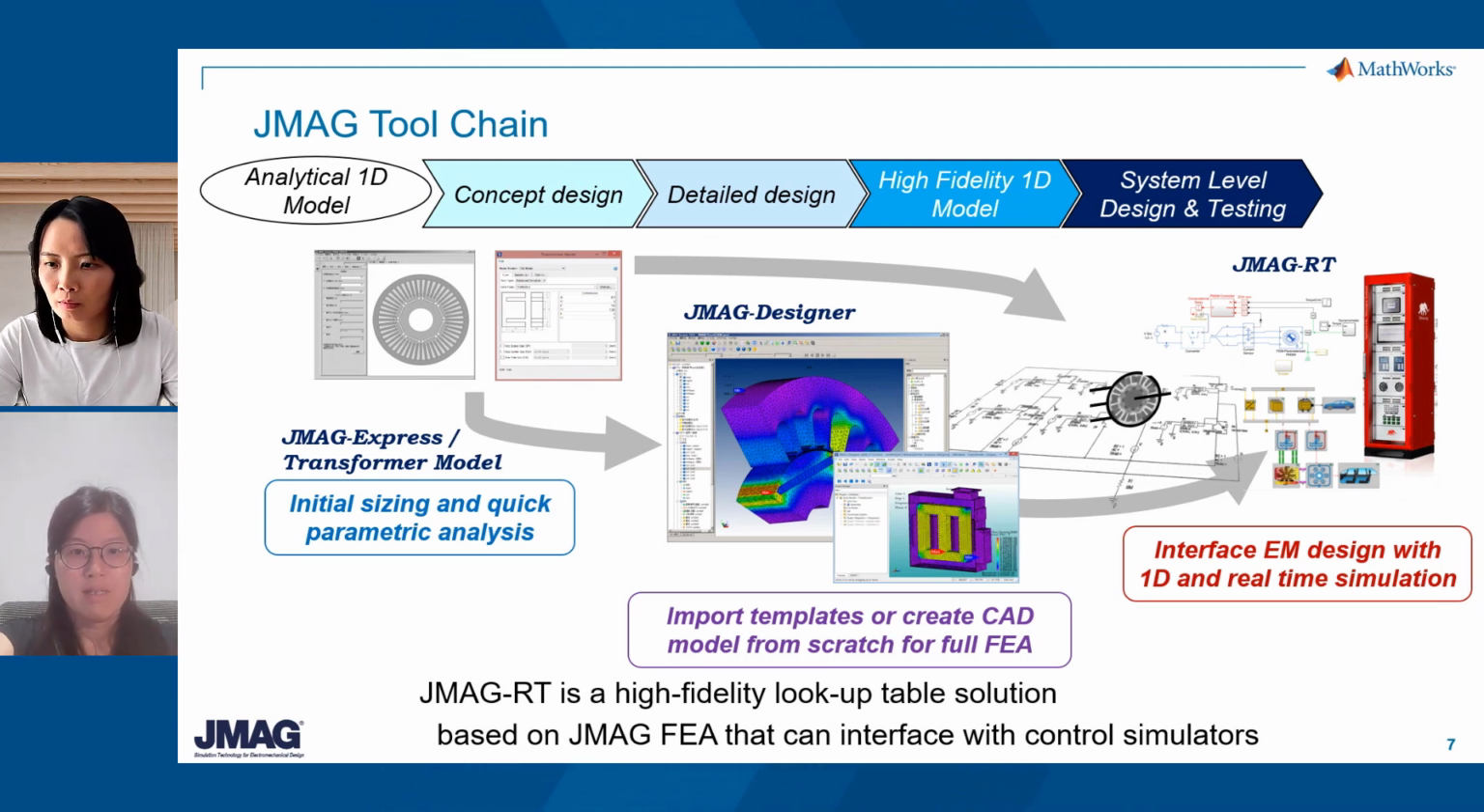Basically, JMAG RT is a lookup table of motor parameters, which are pre-calculated by JMAG FEA. Following the operating points defined by the user, JMAG runs a parametric analysis of the FEA and consolidates that FEA result into a lookup table. That is a JMAG RT lookup table.